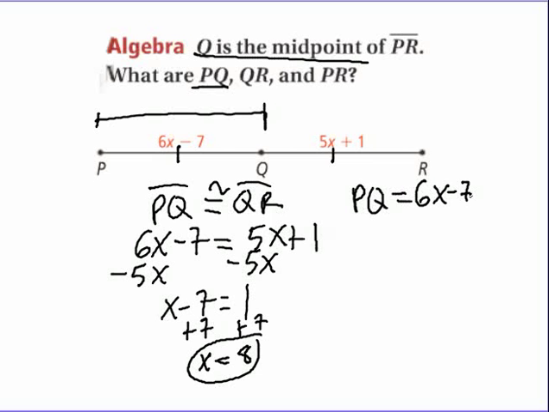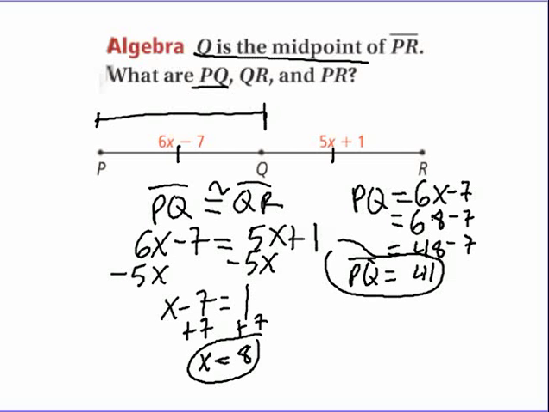Okay, and I'm going to plug in 8 for that. 6 times 8 minus 7. 6 times 8, that is 48. Minus 7 is 41. That's PQ. Okay, so that's that answer.